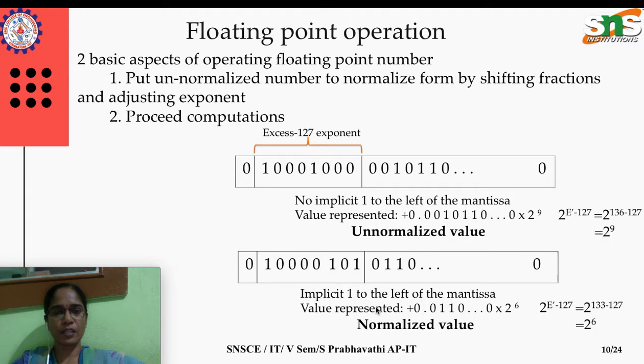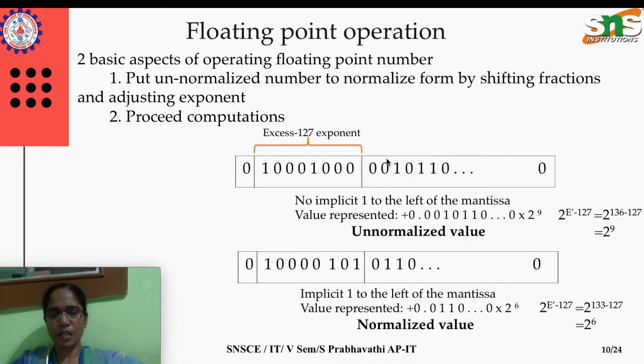Okay, so before that, we have two aspects of floating point operation. One is that when the number is represented in an unnormalized form, it must be normalized by shifting the fraction and adjusting the exponent. The second step is to proceed with the floating point operation, whatever the arithmetic operation is. The first and foremost point is, if the given number is unnormalized, it should be normalized. I will walk you through this example.